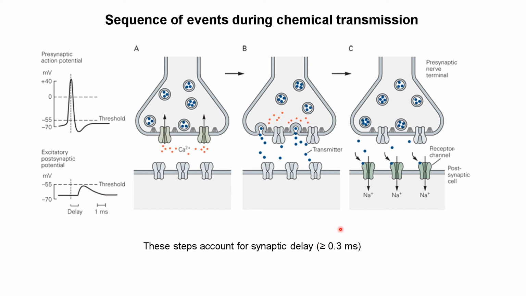How long the synaptic delay is varies in different brain regions and different neurons, and again depends on all of these steps: how quickly the voltage-gated channels open, how quickly the membranes fuse, how quickly the neurotransmitter can go through the postsynaptic channels.